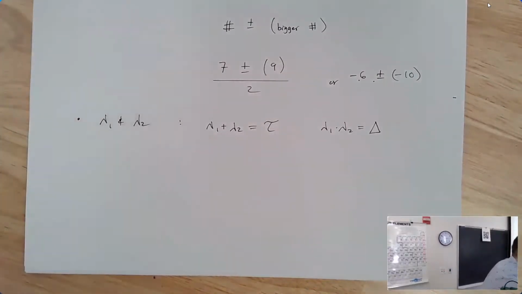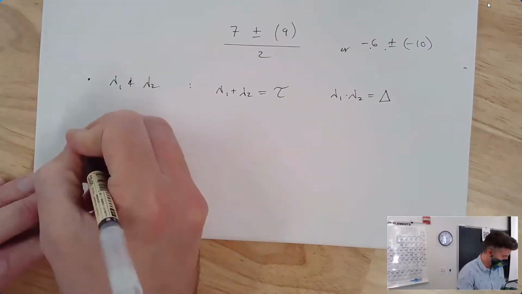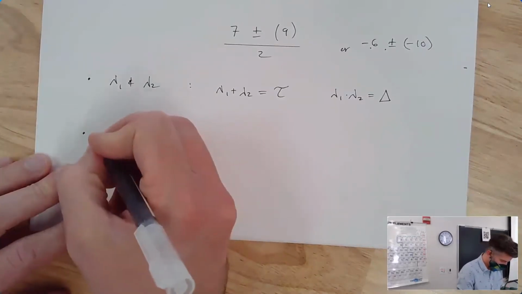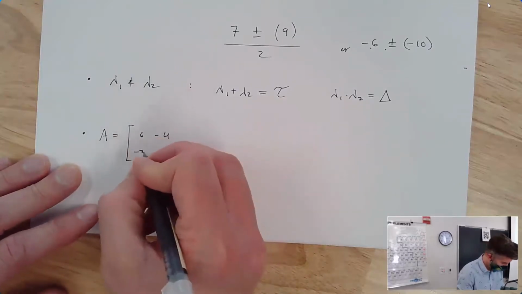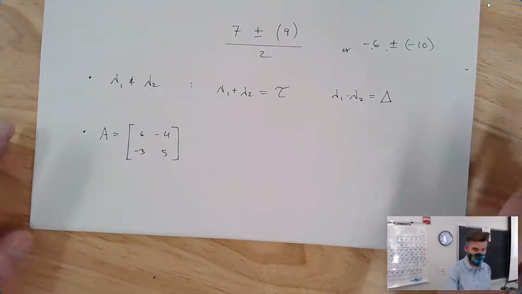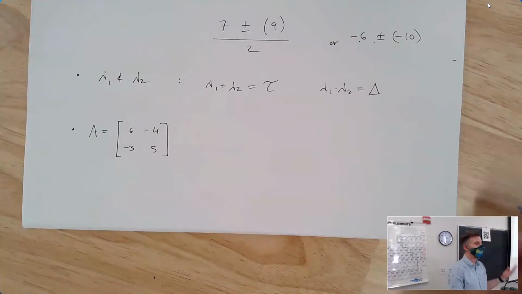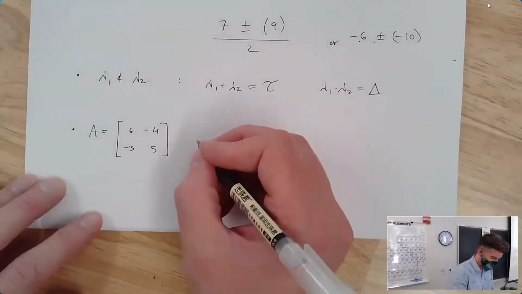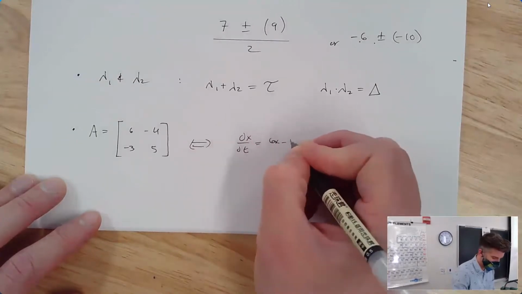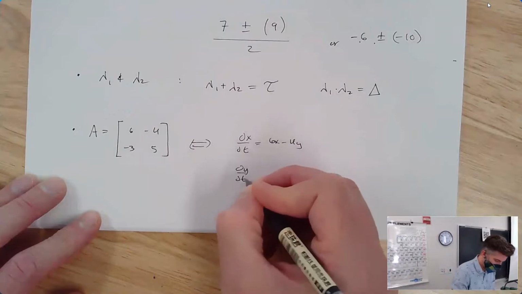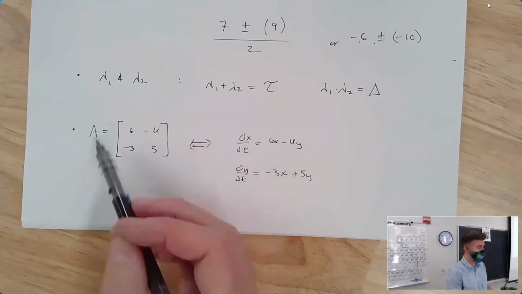Back to where we were for a minute. Let's look at a couple other examples. Let's say we had this matrix, and we're going to often start just talking about the matrix, right? I'm going to write down this matrix, 6, -4, -3, 5. And we're all going to be operating under the assumption that what we really mean here is dx/dt equals 6x minus 4y, and dy/dt equals negative 3x plus 5y. We're not going to write that out because we're all just going to understand that's what we mean.